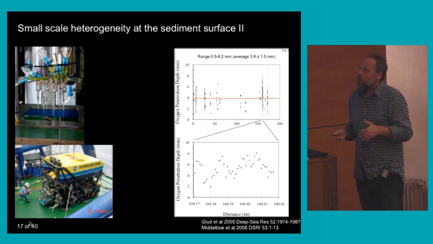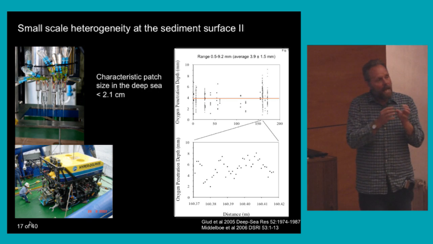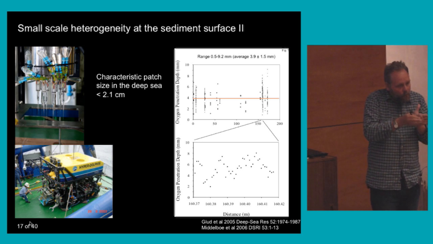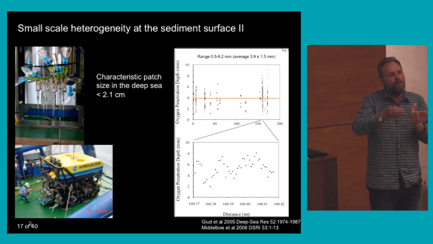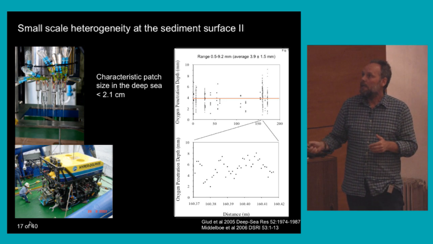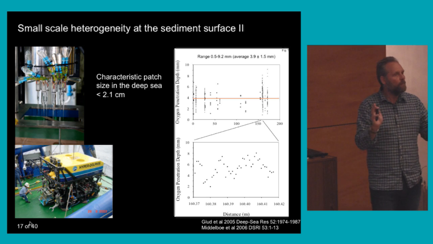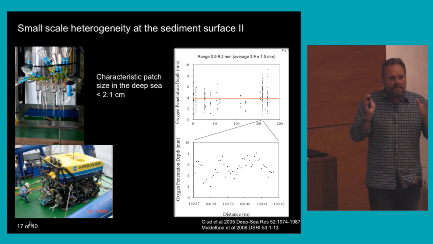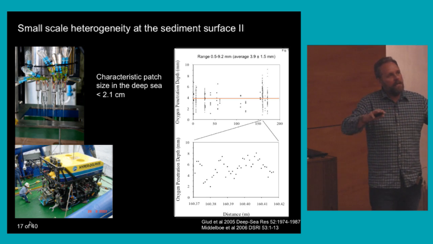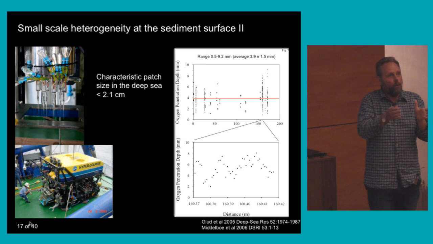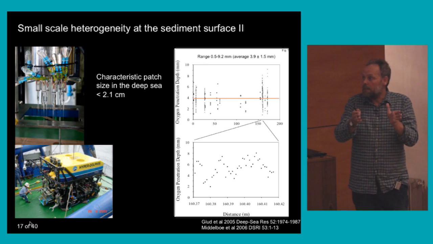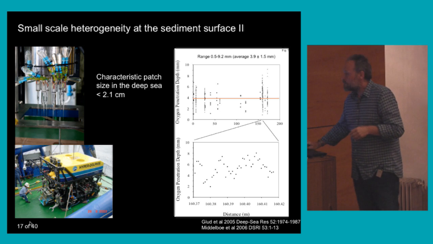And having all these data, we can calculate statistically, well, how far should I move on average before I have a significant difference in my metabolic activity? And the average number in this case came out at 2.1 centimeters. And that's roughly what we find in different settings. So there's a structure in the seabed giving a patchiness in the order of 1 to 2 centimeters. And I won't have time to go into that.